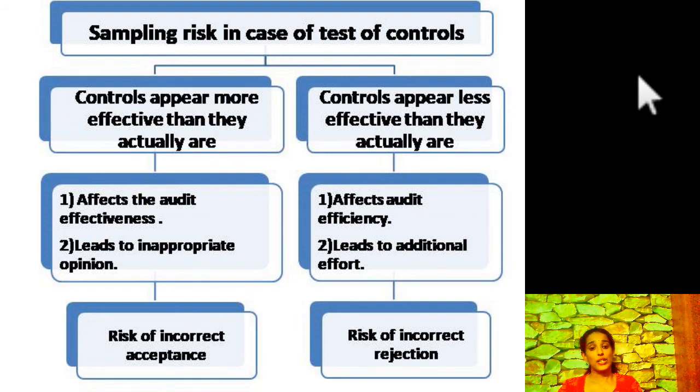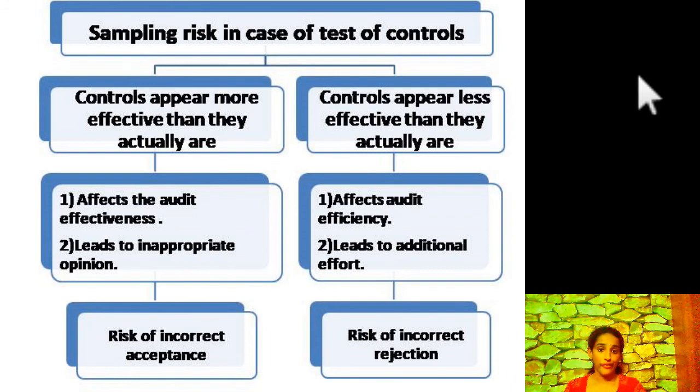In such cases, when the control appears less effective than it actually is, it affects the audit efficiency. Why does it affect the audit efficiency? Because the auditor feels it is less. So what happens? In order to make sure what other controls are implemented so that there is no fraud or misstatement happening, he will do additional audit procedures, which leads to additional effort. So it not only affects the audit efficiency, it also leads to additional efforts.